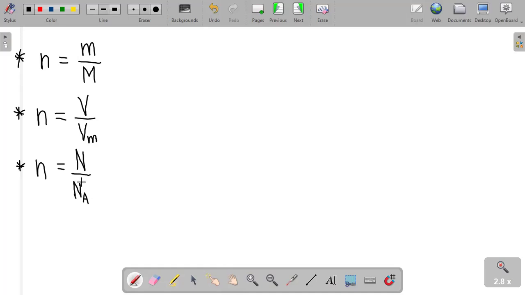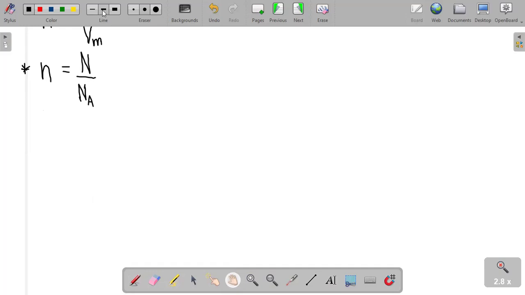And A is Avogadro's number. And then there are two for concentration C. C equals N over V. And C equals, if we don't have the number of moles, we can use the mass. Okay. M divided by capital letter M.